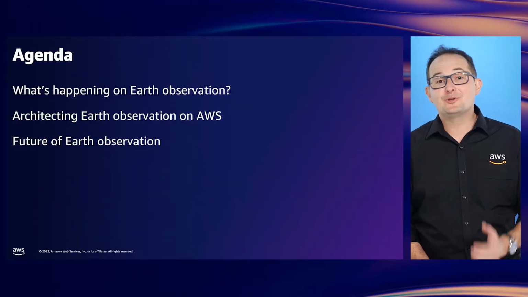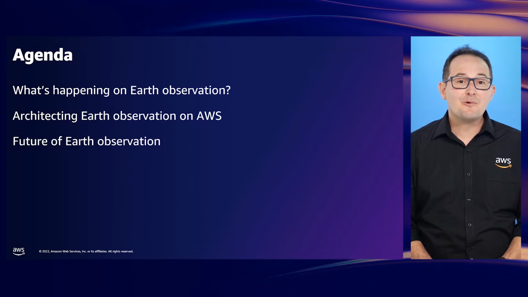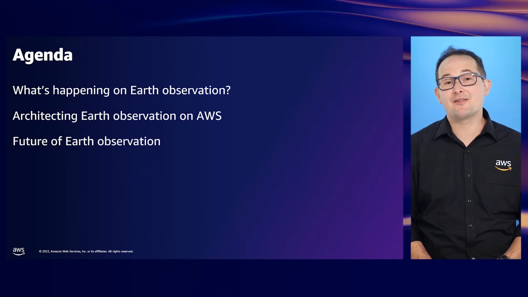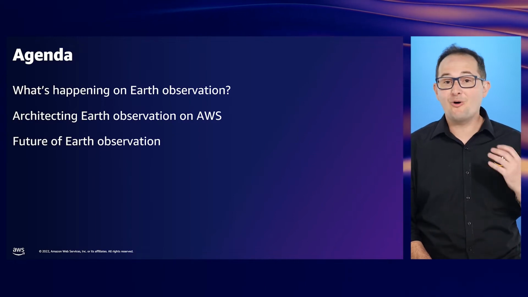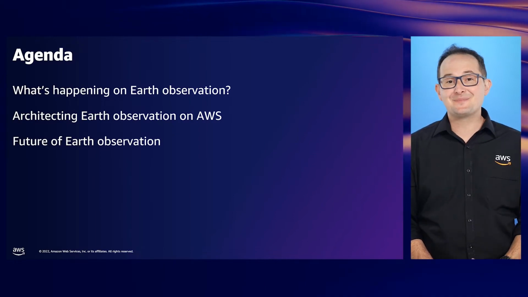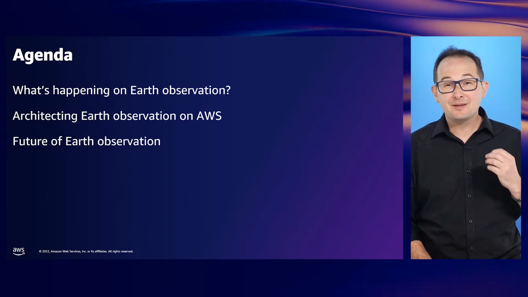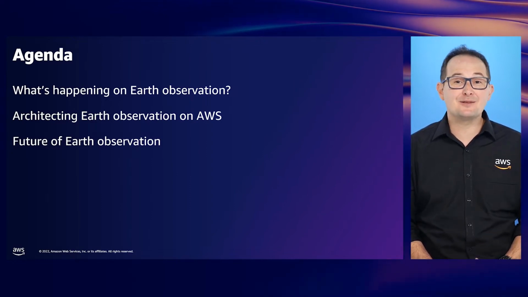Okay, so let's talk about our agenda for today. First, we are going to talk about what's happening on Earth observation today. We'll talk about some relevant topics like satellites, orbits, and the most popular use cases. Then we're going to talk about how to architect for Earth observation on AWS.